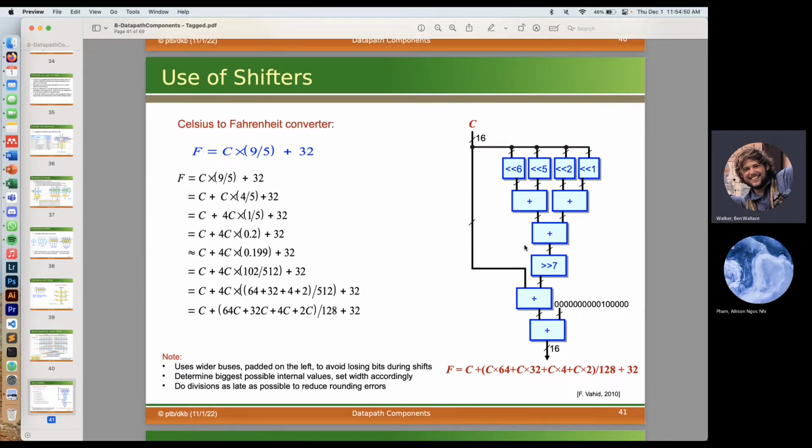Shifters can be used to implement things very, very quickly. For example, if you approximate everything to be a power of 2, you can turn what would be a complicated multiplication or division algorithm into the summation of various left shifted signals. It's pretty convenient and pretty fast as well.